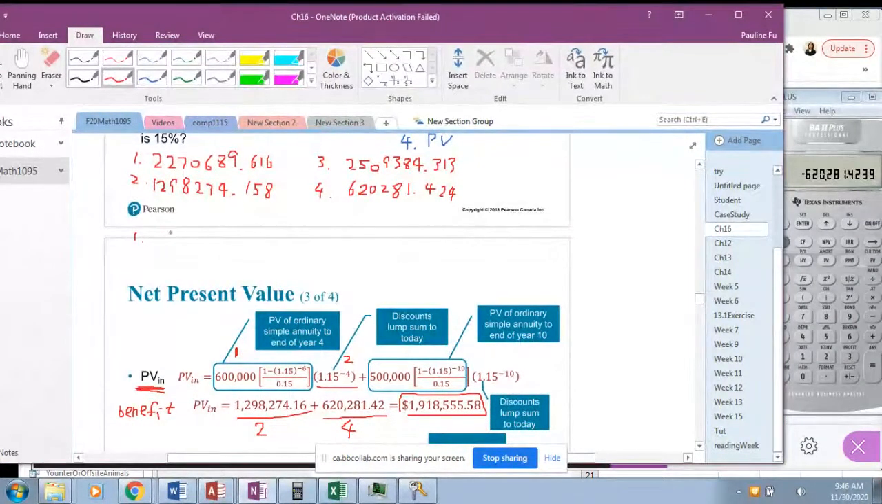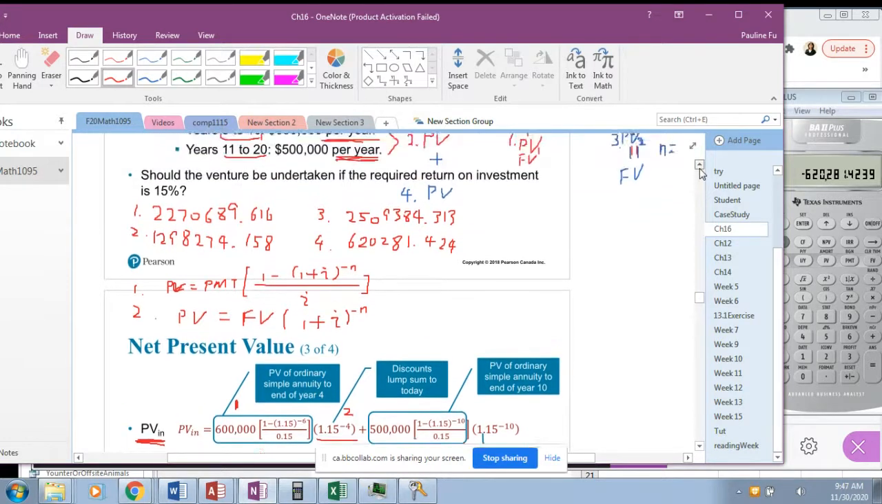In step 1, the formula you used is PV equal to PMT times bracket 1 minus 1 plus I raised to power negative n over I. This is step 1. And step 2, the formula you used is PV equal to FV times 1 plus I raised to power negative n. This is step 2. This FV is the result of step 1 PV. Step 1 PV becomes FV in step 2.